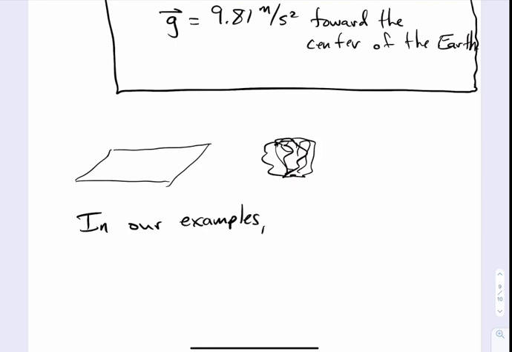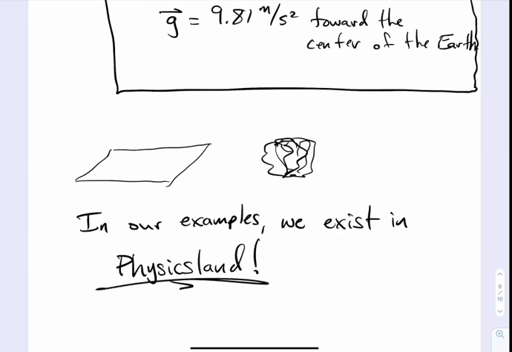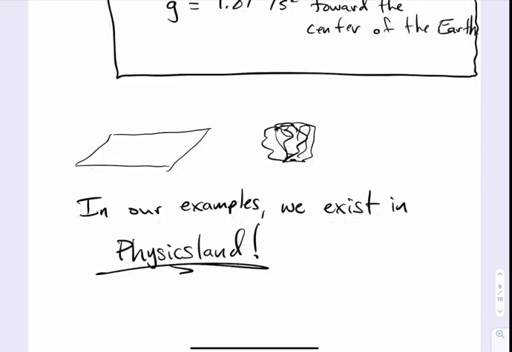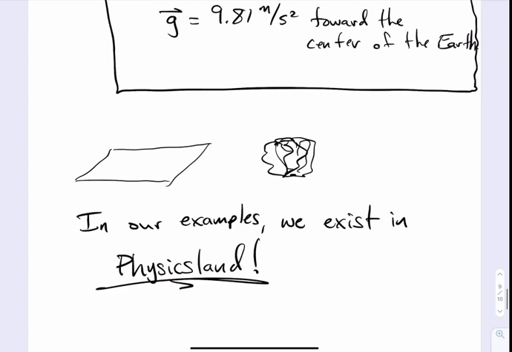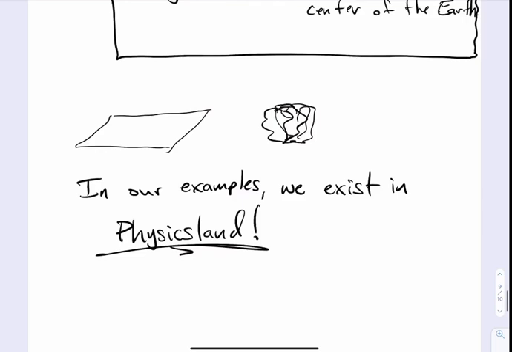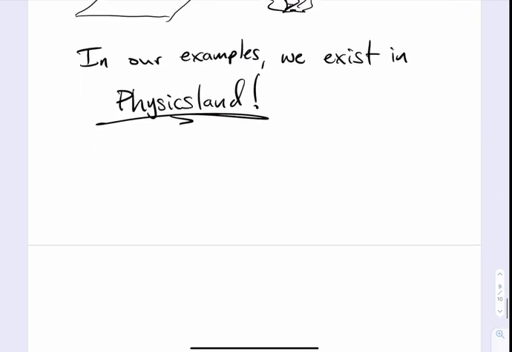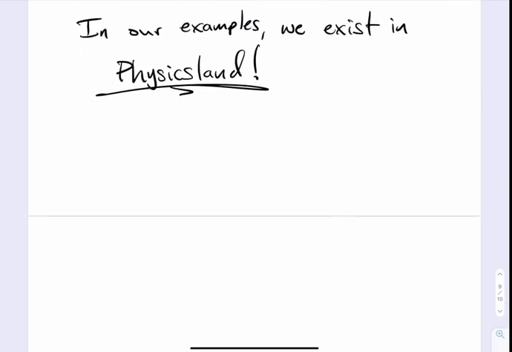So I'm going to note, in our examples, we live in a place called physics land, or we exist in physics land. Physics land is a weird and wondrous place, and it will be where we exist for many of our problems. The point really is that unless I tell you otherwise in our class, you're just going to ignore things like air resistance, okay? But we'll definitely talk more about that when we get to dynamics, which will begin in chapter 4, I think. I don't know. When we start to do forces. Okay.